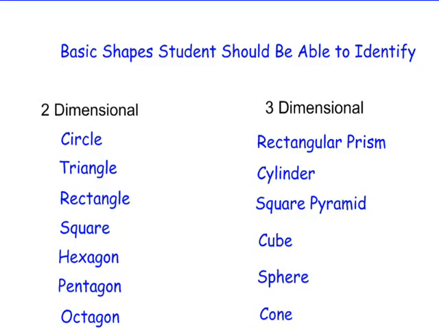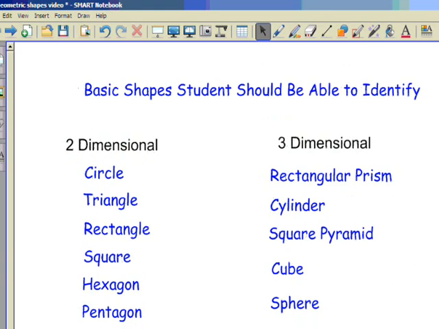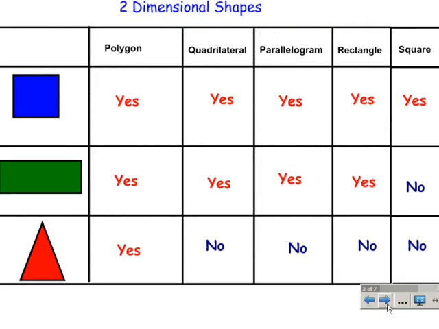In geometry, students need to be able to identify two-dimensional and three-dimensional shapes by their names and by their characteristics. These are the basic shapes students need to be able to identify. What is interesting about geometric shapes is that some shapes can be classified into one or more categories.